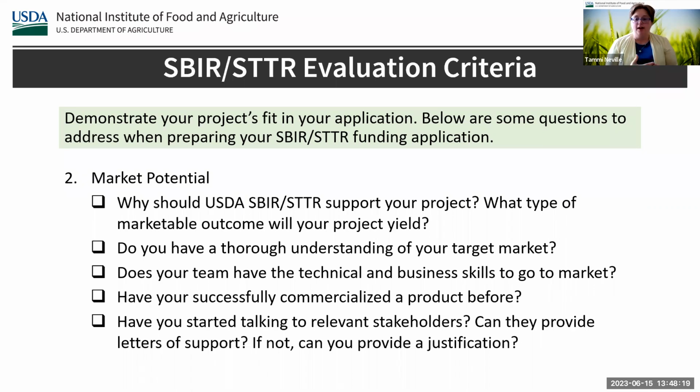Market potential. For phase one, that's really a proof of concept phase, and so we don't expect you to have an elaborate commercialization plan that has a ton of detail, but the points that are listed here under market potential should be considered and addressed within your application packet. Why would you want USDA to support your project? What's the outcome at the end? What is going to be your marketable product that is going to lead to a yield for your company?